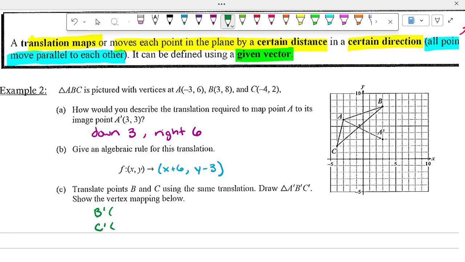You can either do that by counting on the graph, or you can do it by plugging it into the rule. Whatever you want to do. But you're doing the same rule. So down 3, right 6. It's whatever you're comfortable with. You can either write it on the graph, or you can put it in the rule and get it.